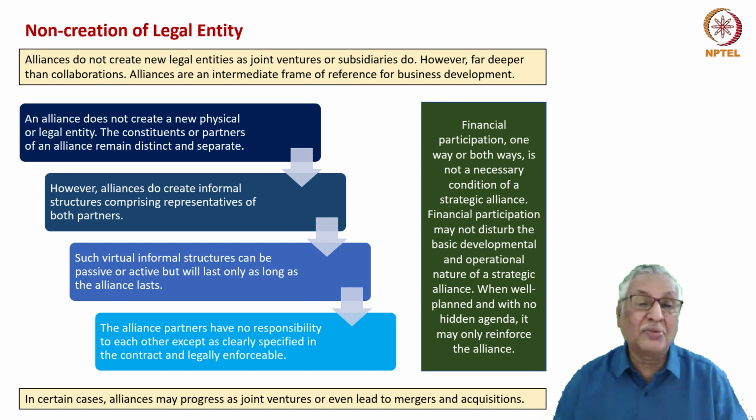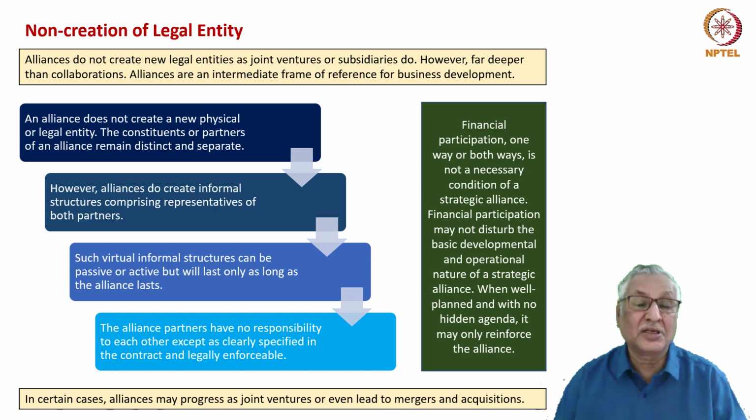The only legally binding aspect of an alliance is a contract. The constituents or partners of an alliance remain distinct and separate. However, alliances do create informal structures comprising representatives of both the partners. Such virtual informal structures can be passive or active, but will last only as long as the alliance lasts. The alliance partners have no responsibility to each other except as clearly specified in the contract and legally enforceable.